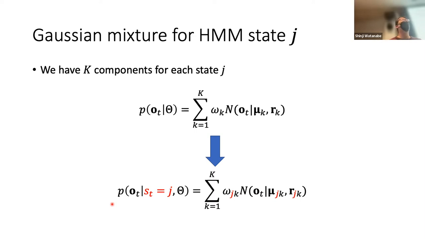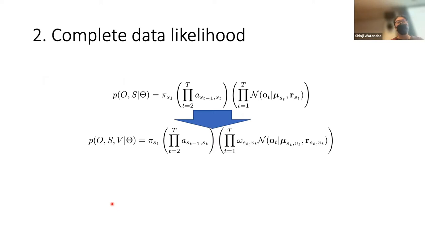Given this formulation, we will go through the procedure to formulate the EM algorithm. I will skip the details because the procedure is quite similar. After introducing the latent variable, the second step is to make the complete data likelihood. This is the single Gaussian case, which we already discussed in the previous lecture, extended to include the Gaussian mixture weight, and the mean and variance parameters also depend not only on the HMM state, but also on the Gaussian mixture component.